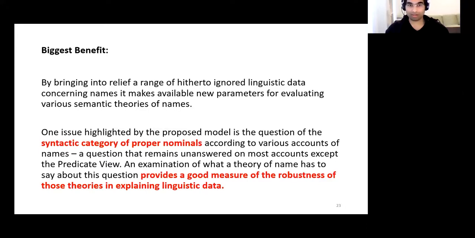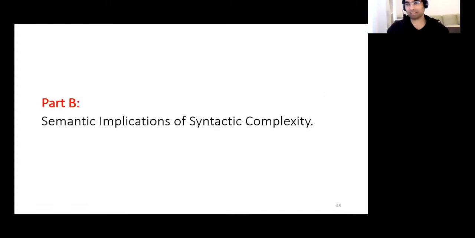The benefit that I want to explore in the next section, however, is more semantic in nature. And I now begin the second part, in which I am going to discuss the semantic implications of syntactically complex names. If proper names are syntactically complex, then how does the syntactic complexity of proper names bear upon the semantics of names?